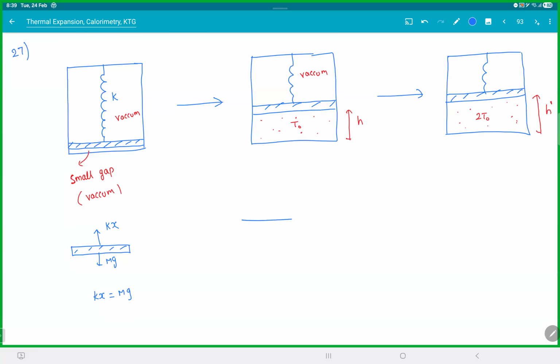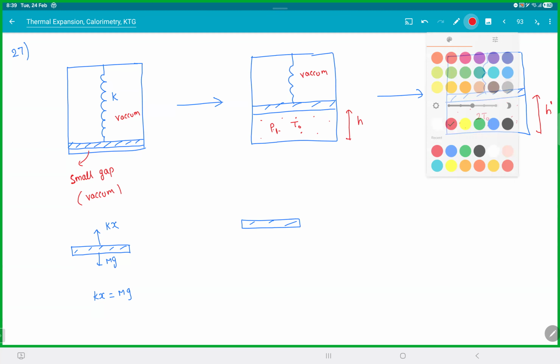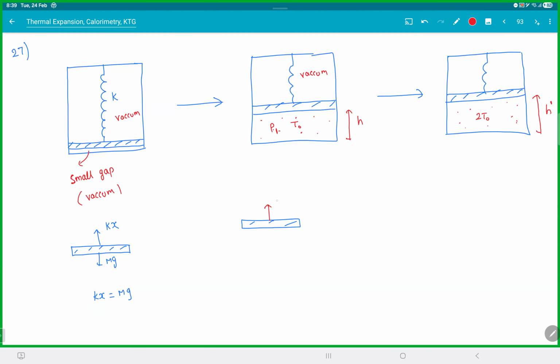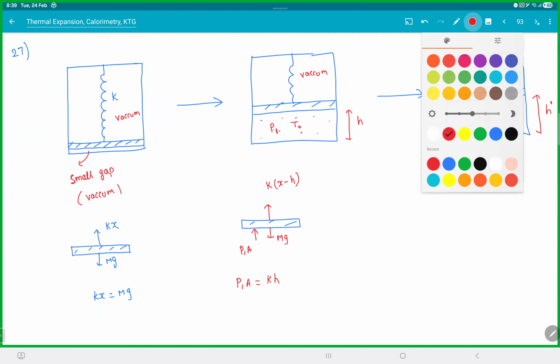Next thing. Now when you introduce the gas, it must have some pressure, let's call it P1. When you draw the FBD, the spring force must have become K into (X minus H). Remember, if X is your initial elongation, right now it would be X minus H. And there is your own weight mg and the gas pressure P1 into area. Since this is also in equilibrium, you can clearly see P1 into A is equal to K into H. Kx and mg will cancel.